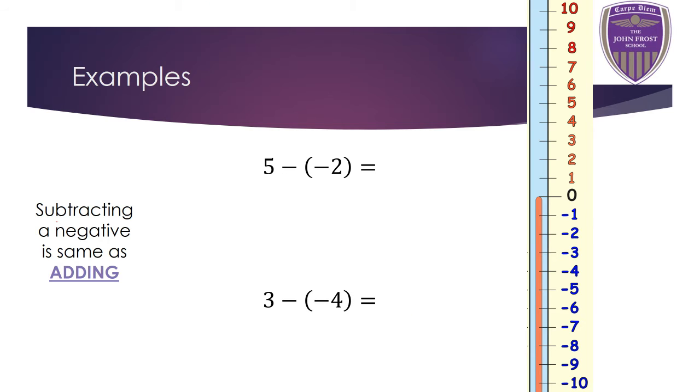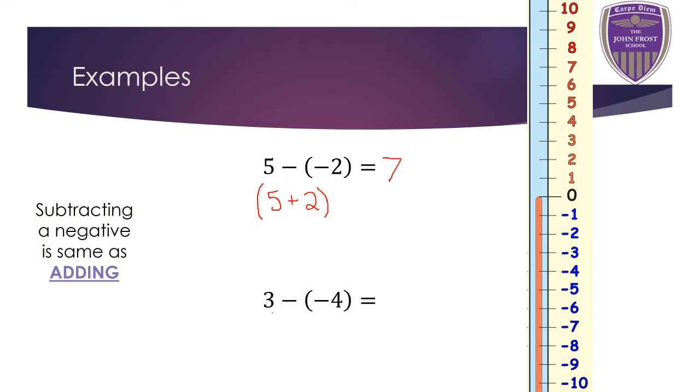So remember the rule now. Subtracting a negative is the same as adding. So here we've got 5 take away minus 2. So that is the same as 5 plus 2. Okay? So 5 plus 2, that's just simply 7. So 5 take away minus 2 is also equal to 7, okay?